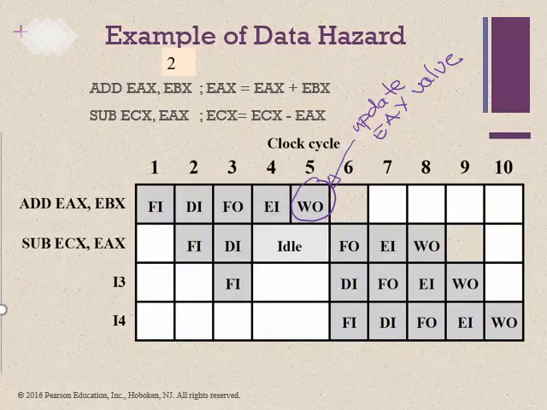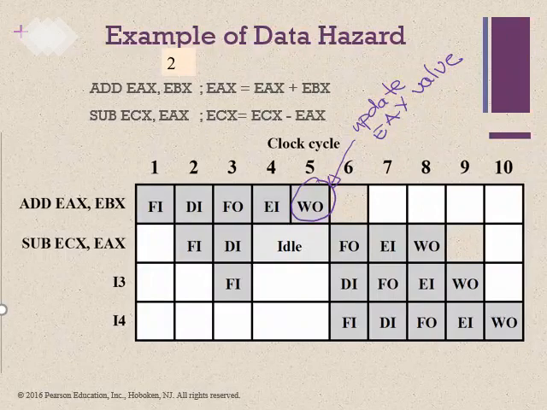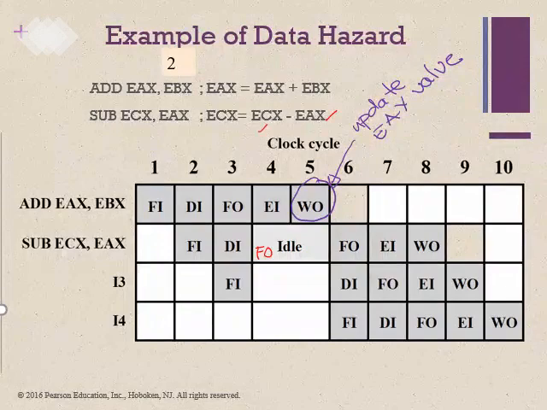Now let's look at the second instruction. It will start at time 2. So fetch instruction, no problem. You get it from the memory, sub ECX, EAX. Then you decode the instruction, see? And then you're supposed to start fetch operand. You're supposed to go get the content of EAX and also ECX.